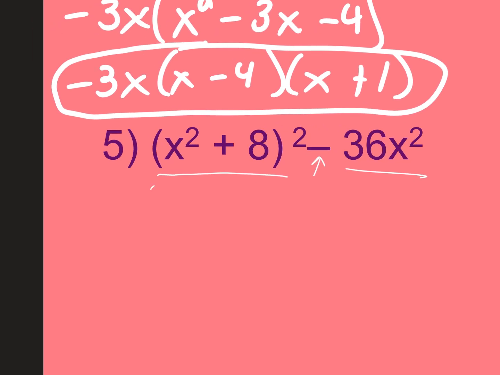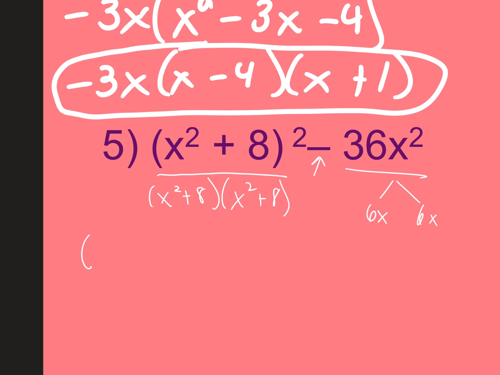So if you think about this, (x squared plus 8) quantity squared is the same as (x squared plus 8) times (x squared plus 8). And then what times what would give you 36x squared? Well, that would be 6x and 6x. So both of those are perfect squares, and that is a minus sign in the middle. So this is the difference of perfect squares. It just looks a little different.